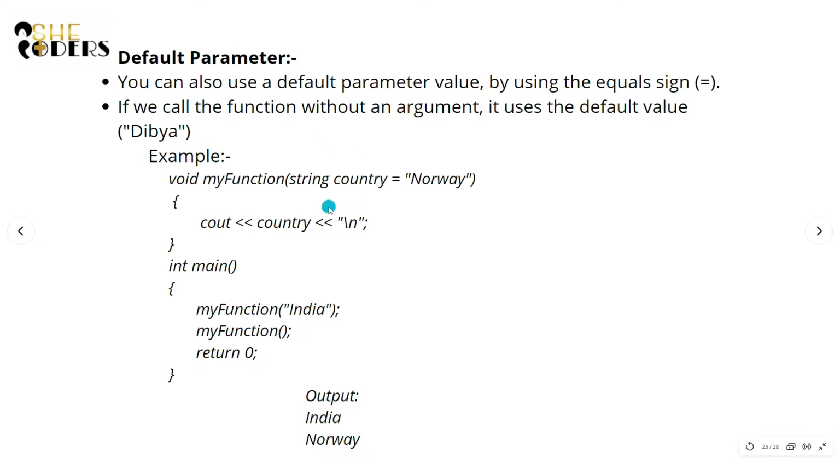To assign a value to the default parameter, we just use the equals sign. Here I have taken string as an example.